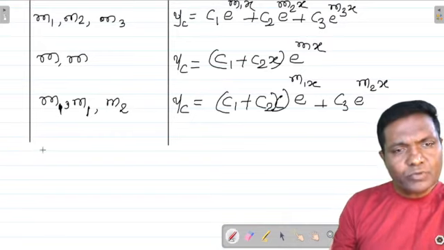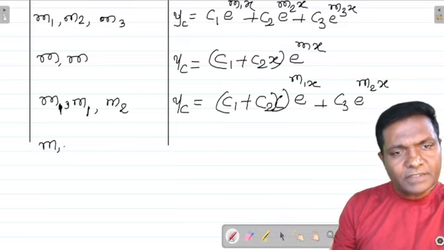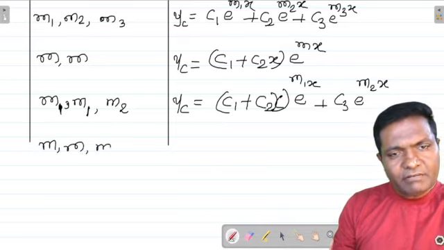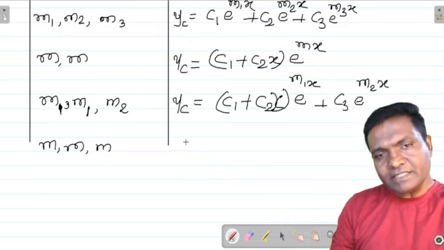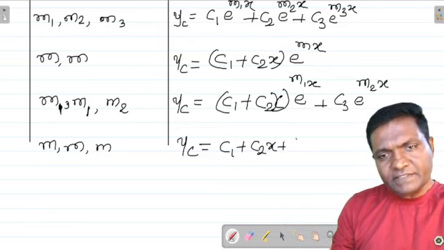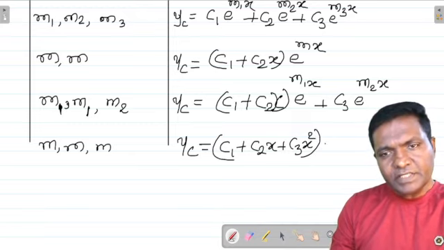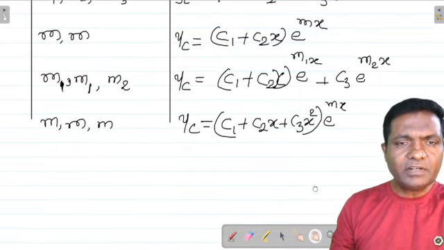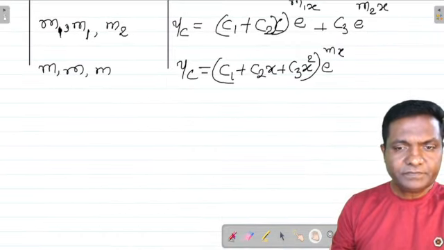Suppose the root is repeated 3 times, that is, m is repeated 3 times. Then for the complementary function yc you have to write (c1 + c2x + c3x²) e^(mx). Okay, so this is for real roots.